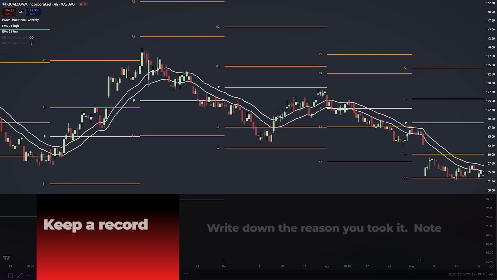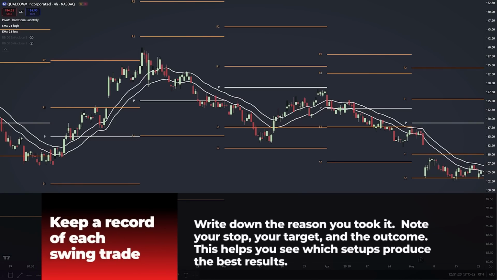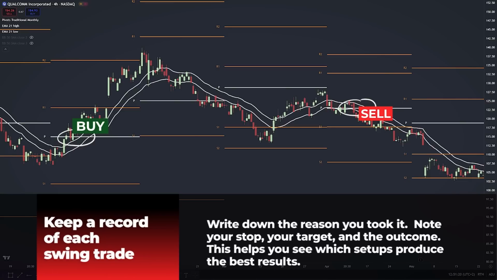Keep a record of each swing trade. Write down the reason you took it. Did it rely on the monthly pivot plus a round number? Did it rely on a Bollinger Band bounce? Note your stop, your target, and the outcome. This helps you see which setups produce the best results. Over time, you refine your approach.